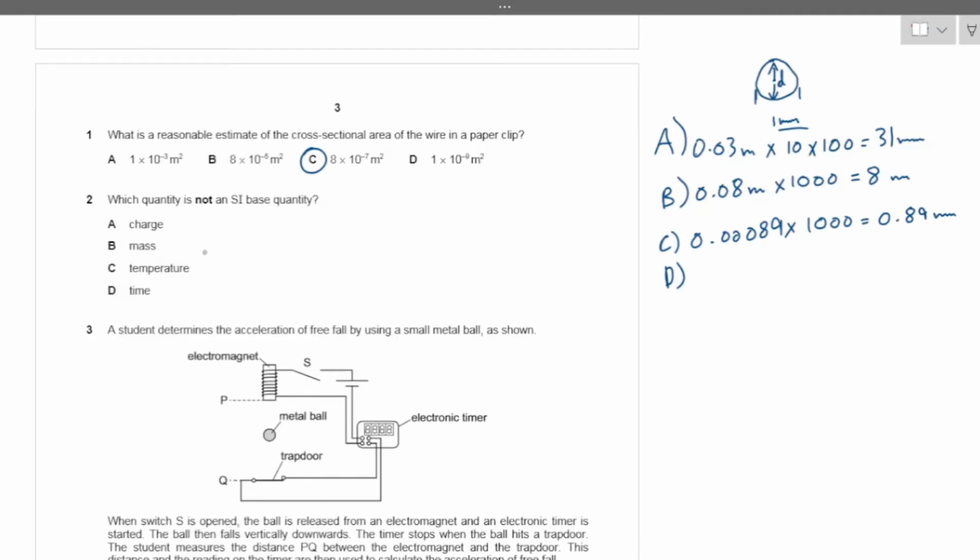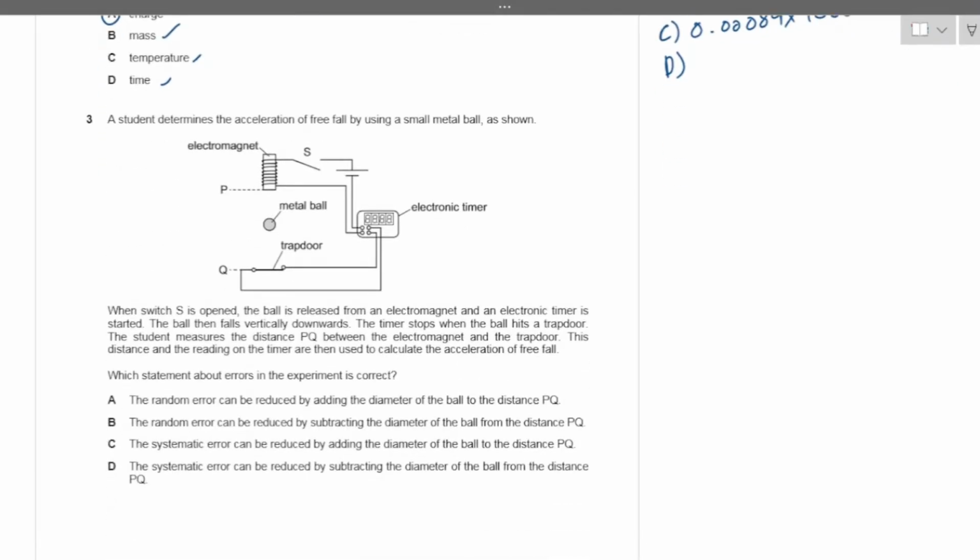Question 2. Which quantity is not an SI based quantity? Alright, mass is, temperature is, and time is. Obviously, over here, charge is not the SI based quantity. So, option A is correct for question 2.